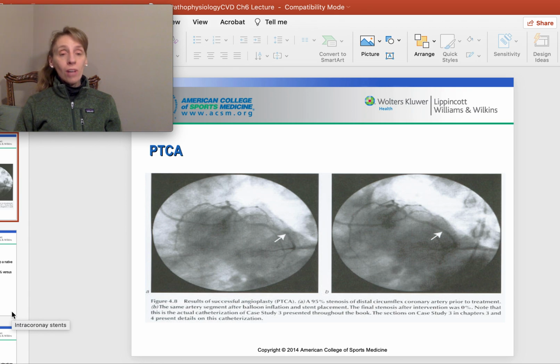So this is what we call an angiogram. The angiogram is showing you the differences between the blockage, right? Here on A, it's really difficult to understand what you're looking at. You're looking at the heart, and you're looking at the coronaries of the heart. But here on A, it says there's about a 95% stenosis of this circumflex artery. And over here, this is the same person, same artery. They inflated the balloon, pushed the plaque to the side, and they put a stent in there.